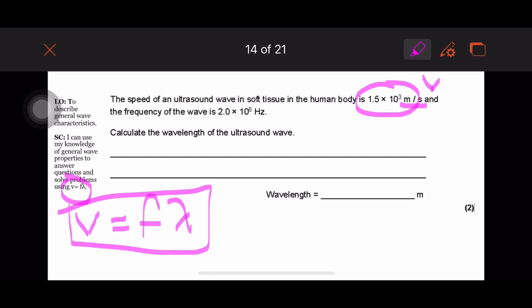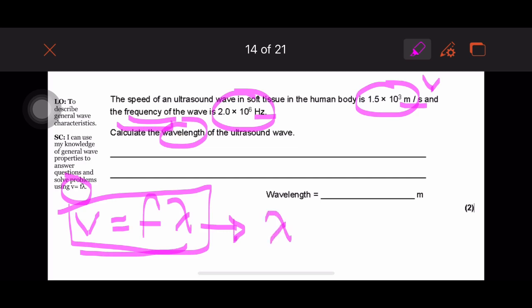The frequency of the wave is 2.0 × 10^6 hertz. How do you know that this is frequency? It is said, plus the SI unit is hertz. So now we are going to calculate the wavelength. This is your formula, v is equal to f lambda. How are we going to calculate the wavelength? In this case, wavelength is equal to v by f. Am I correct? Lambda is equal to v by f.